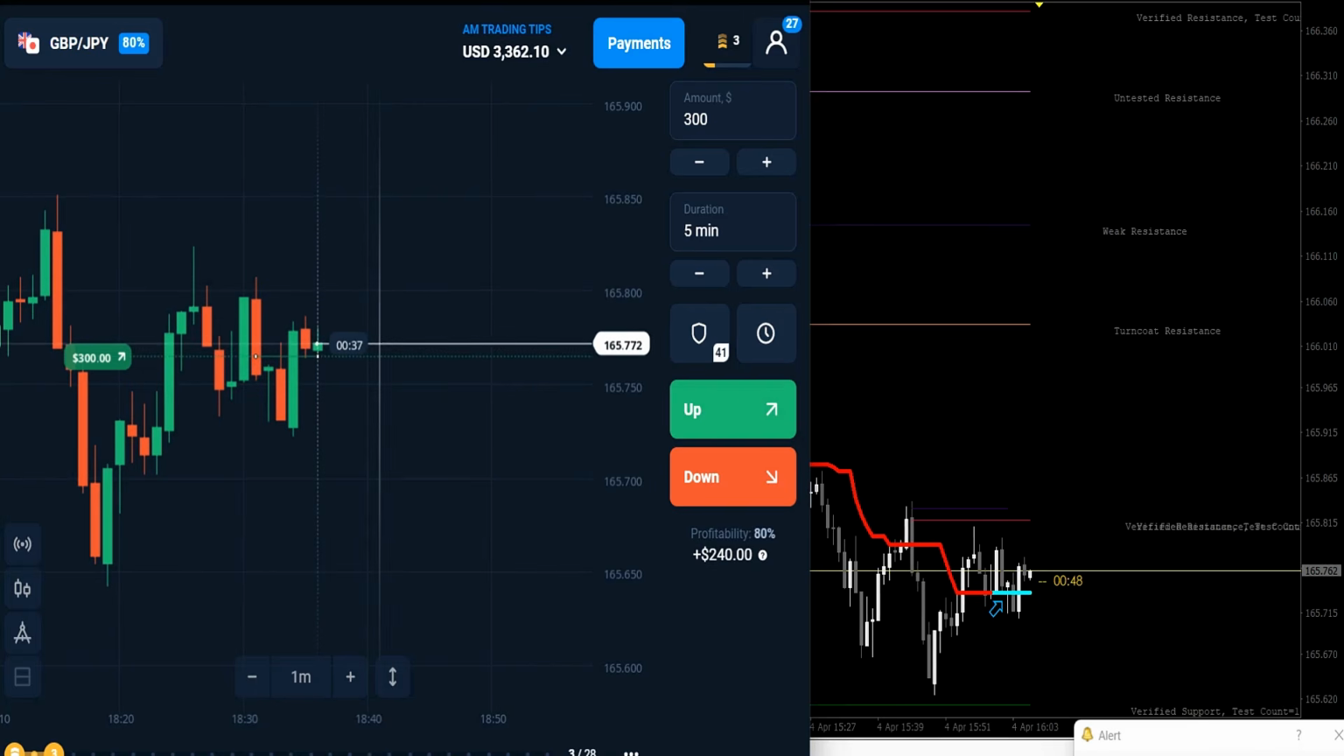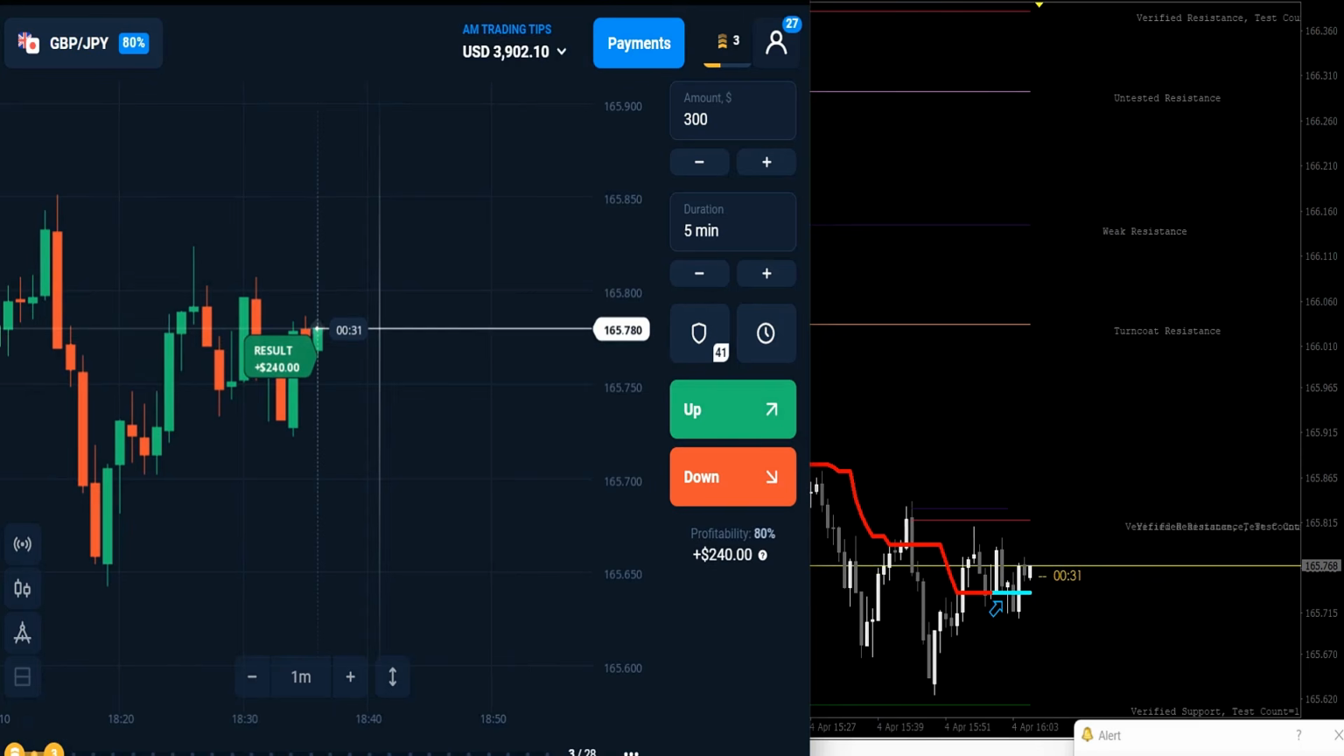And here is the result. The buyers completely took over, pushing the price well above our entry point for a comfortable, stress-free win.